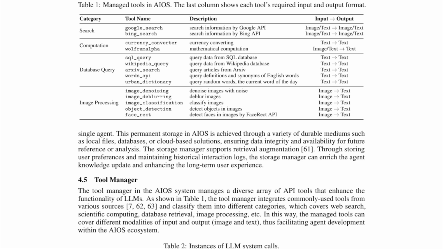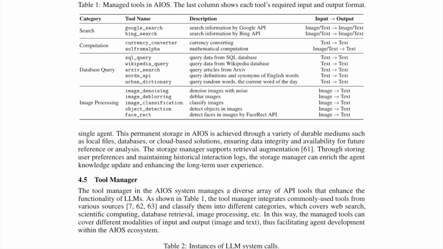Category: computation. Tool name: Currency Converter. Description: currency converting. Input: text. Output: text. Category: computation. Tool name: Wolfram Alpha. Description: mathematical computation. Input: image or text. Output: text. Category: database query. Tool name: SQL query. Description: query data from SQL database. Input: text. Output: text. Category: database query. Tool name: Wikipedia query. Description: query data from Wikipedia database. Input: text. Output: text.